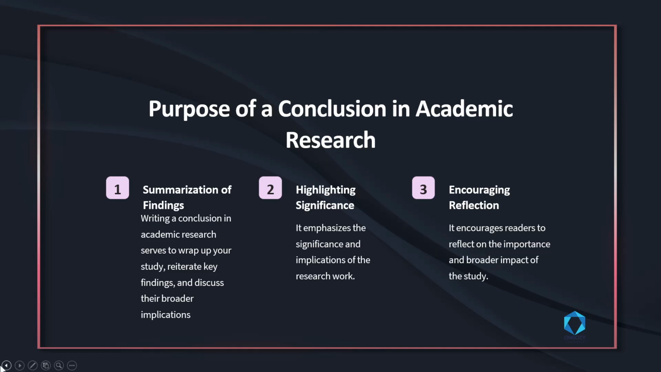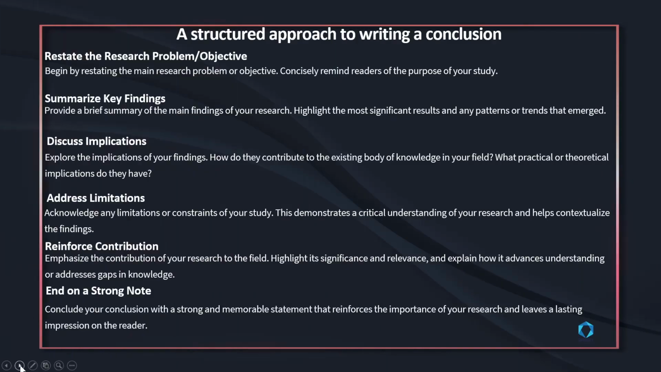Number two, you're highlighting significance. How? You emphasize the significance and implications of your research work. And number three, you encourage reflection. Encourage your readers on the importance of the broader impact of your study. Give them time to reflect on how important it was for you to do this particular study. Right? Now, this is a structured approach of writing a conclusion.